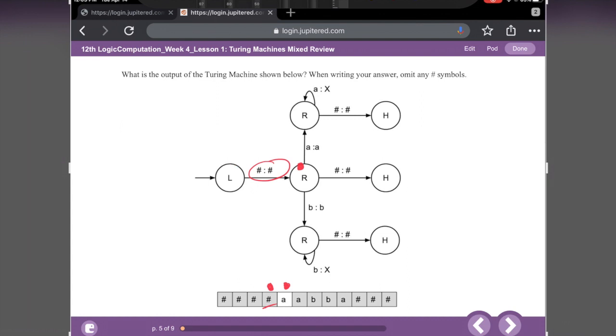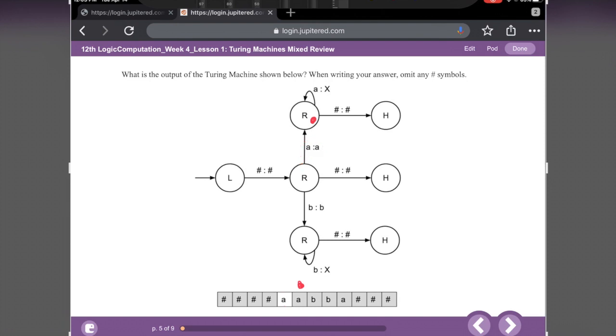Okay, and let me erase the old dots there. So now our state transition diagram looks like this. Now we have a state transition that allows us to see an A and replace it with an A, so we are forced to follow that one. We see this A and we replace it with an A, and then immediately we go to the right. Now we're here on the tape.